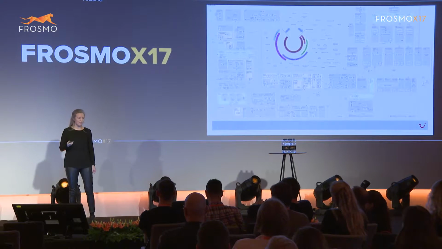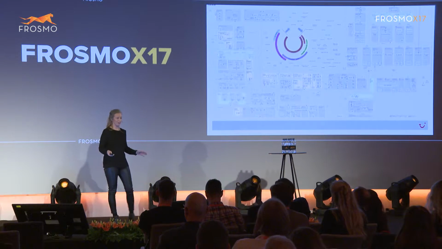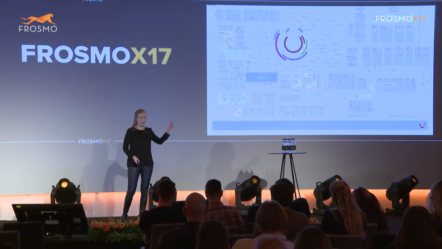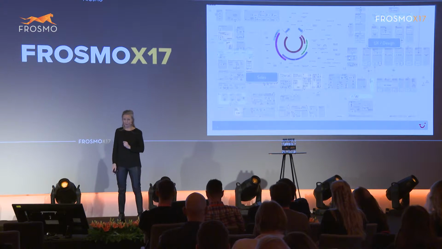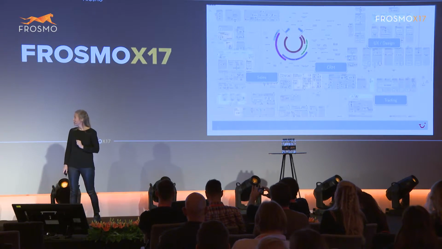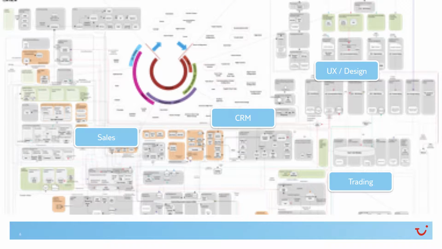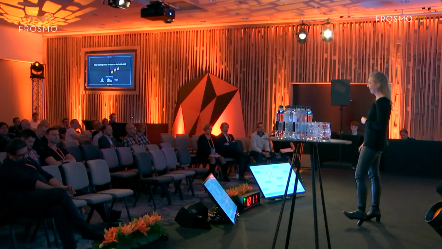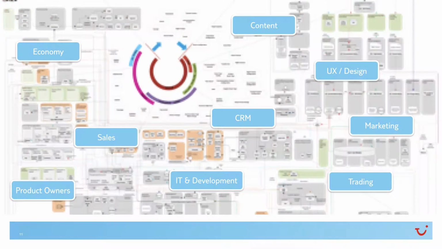But in this system map, we have a lot of people. They're all in here somewhere. We have the sales team. We have the UX and design team. We have CRM. We have trading, of course, in the travel industry. We have economy. We have product owners. Now you're starting to see the complexity of this, right? There's a lot of people in your organization. We have IT and development, of course. They're always in my heart. The content, marketing, the HR. So where do we place CRO?